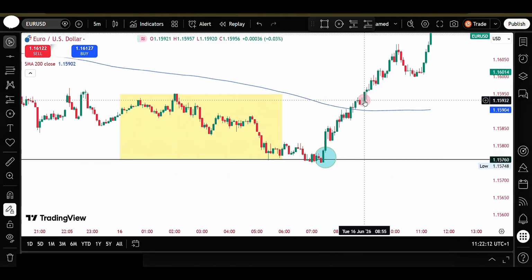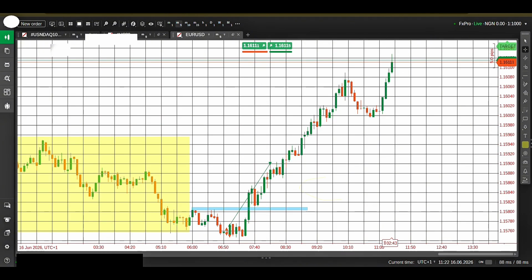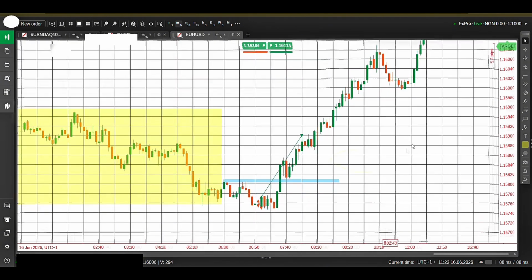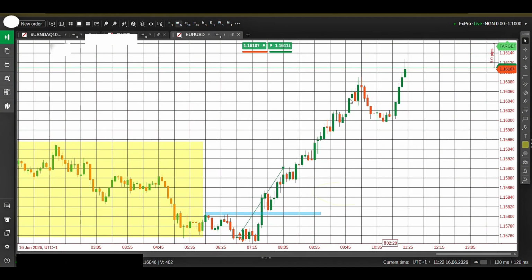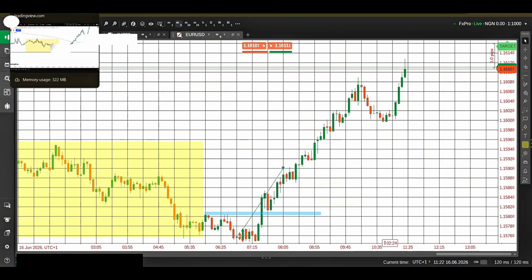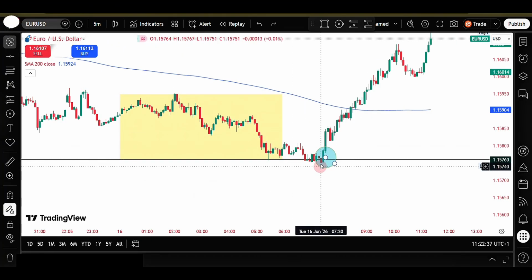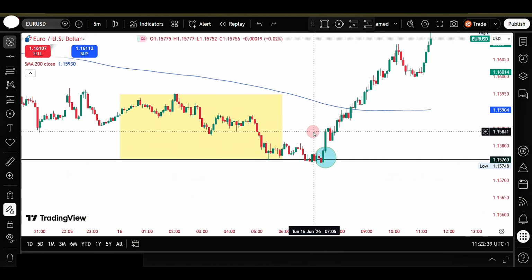So I held the trade and I took my profits around here, and this was the trade. The yellow box is my Asian session. I entered here. I held it till here. If I had held the trade for longer, I would have made more profits. But everything depends on your risk, how much risk you're willing to take. So this is how I trade EURUSD basically.